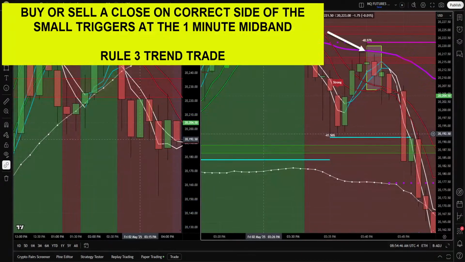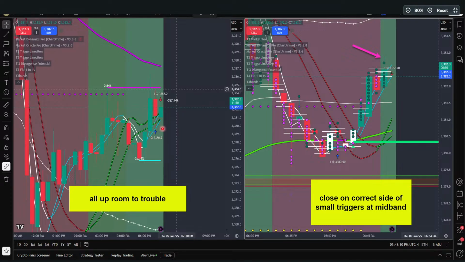So I've got a couple examples. Everything says up. The market pulls back to the mid-band. And you'll notice that I don't get a close on the correct side of the triggers until right here. So your 1 minute chart is going to create a lot of patience. You take the entry, and sure enough, the trend trade goes. Close on the correct side of the triggers on the mid-band.